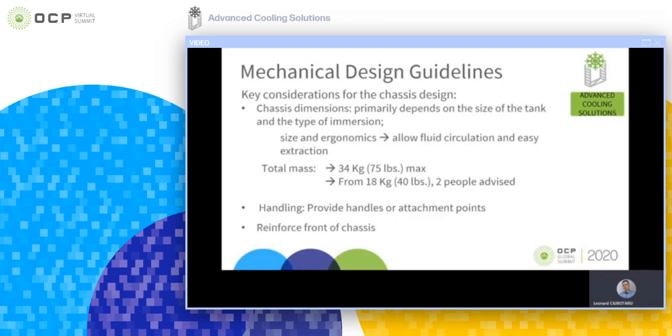As a difference from the rack servers, we recommend paying special attention to the mechanical resistance of the front side of the chassis, where the vertical pulling forces will be applied, and reinforce this part accordingly.